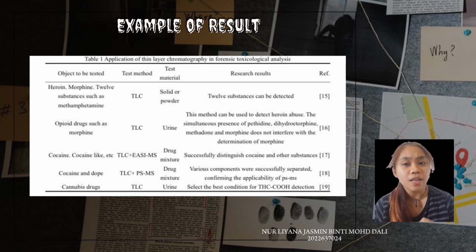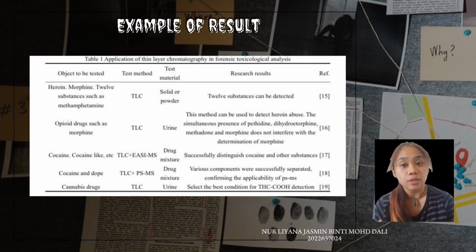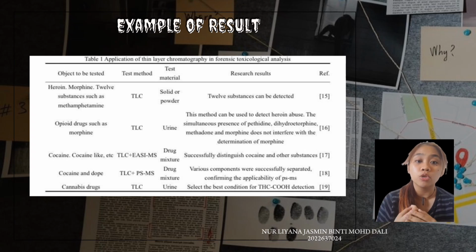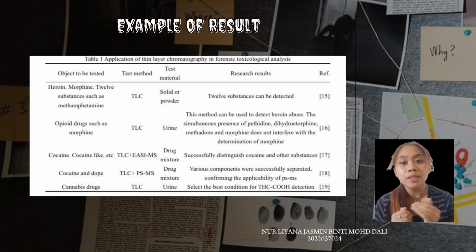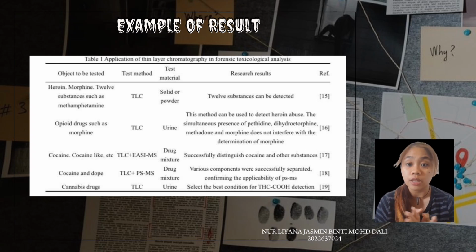For specifically opioid drugs such as morphine, we will use TLC still, but we will change the test material to urine because this method can be used to detect heroin abuse, which is addiction, because the simultaneous presence of, for example, pethidine, methadone, or morphine does not interfere with the determination of the morphine itself.